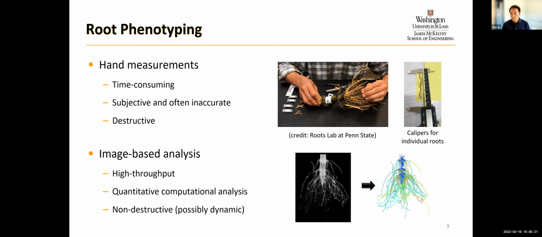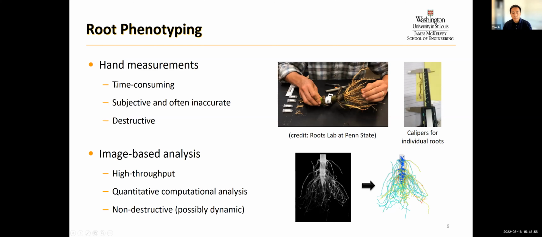So a better approach, which more and more labs are using, is doing imaging and performing computational analysis of the images. Now, it offers a higher throughput process, results are more quantitative, and it's not destructive, right? The same root can be imaged again and again. And even better, there's a potential for observing the root growing in real time if you set up the experiment in the right way, for example, imaging the root in the soil.